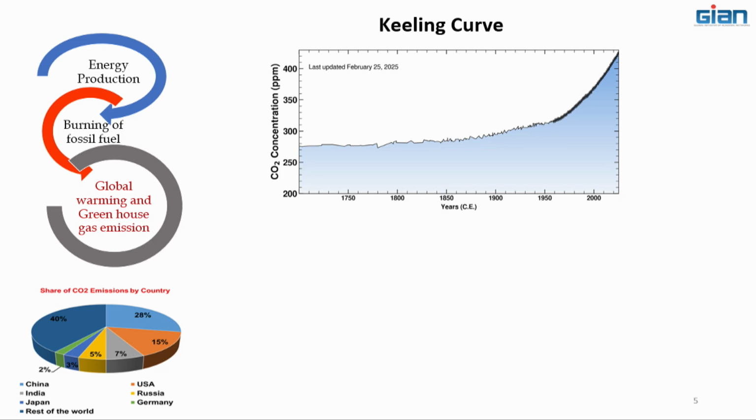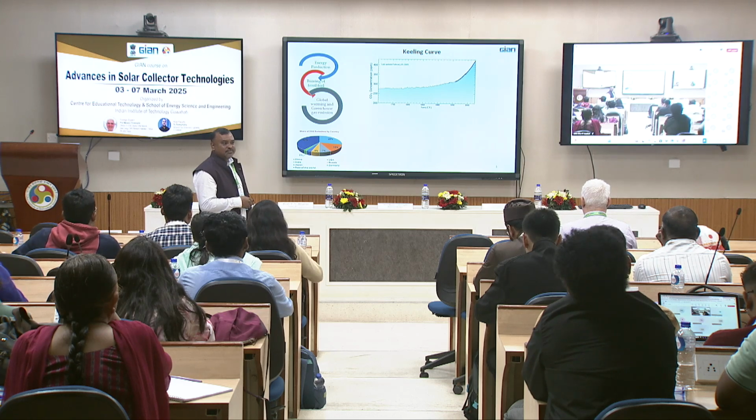Now this curve is known as the Keeling curve, generated by Mauna Loa Observatory in Hawaii in USA. Okay. So what information you will get here: this carbon dioxide concentration is increasing with years. If you see around 1750, it was close to 280. Okay, so the safe limit of carbon dioxide in the earth's atmosphere is 350 ppm.